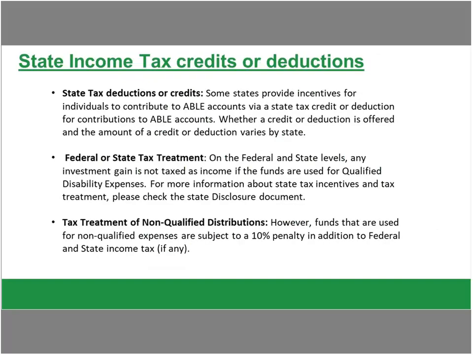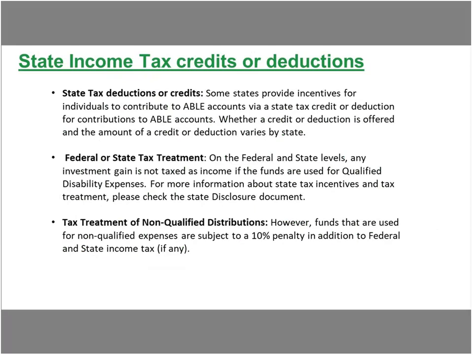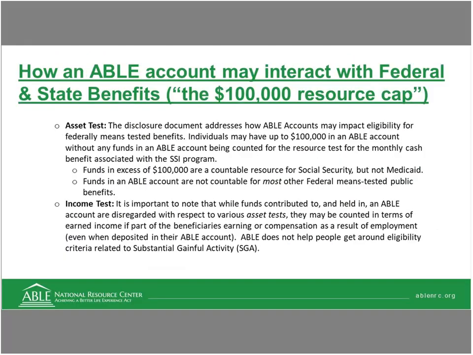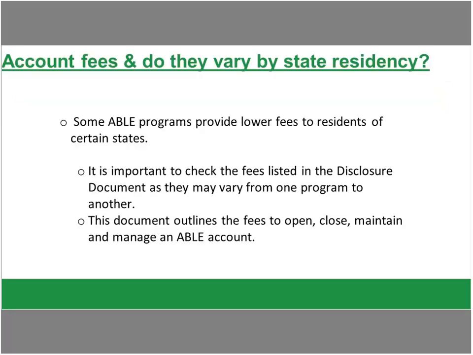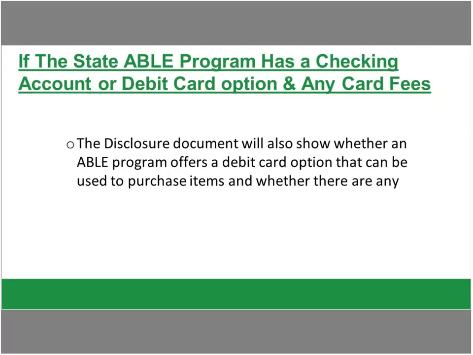But I just want to give an example here. The state income tax credits or deductions, it takes you through what those might look like. Again, how they interact with federal and state benefits, assets versus income tests are included in there. Account fees, of course, those lay down what those might look like.